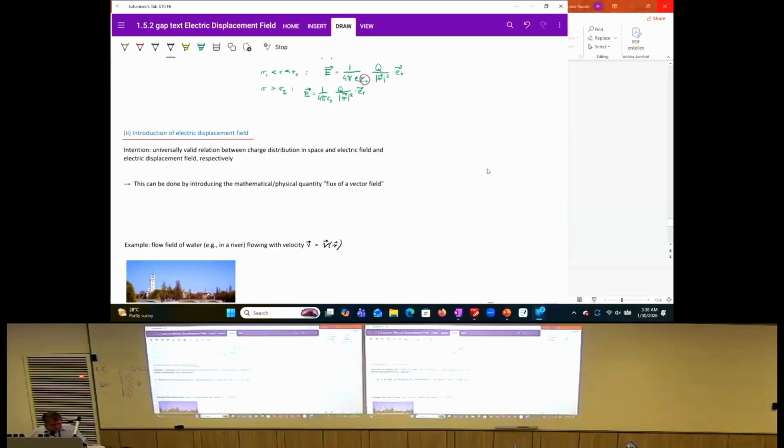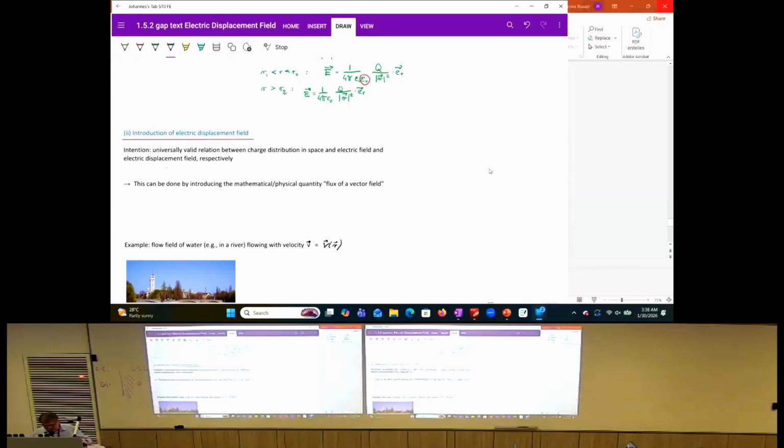So let's look further at what the relevance of this displacement field is. That displacement field actually gives us some electric displacement flux, and I want to give you an example of what you can understand under this. The intention that we are pursuing is to have a universally valid relation between the charge distribution in space and the electric field and the electric displacement field.